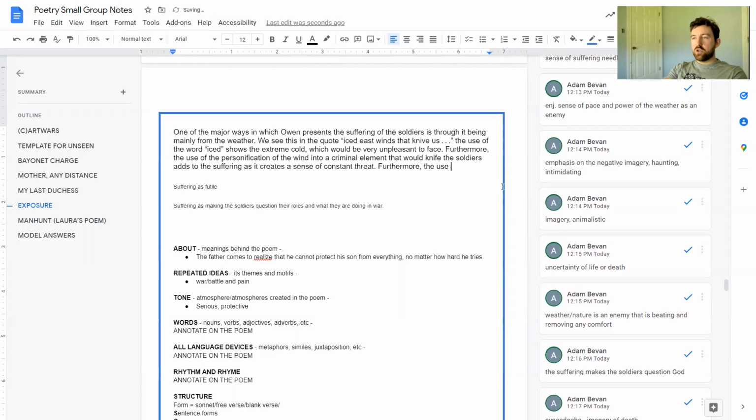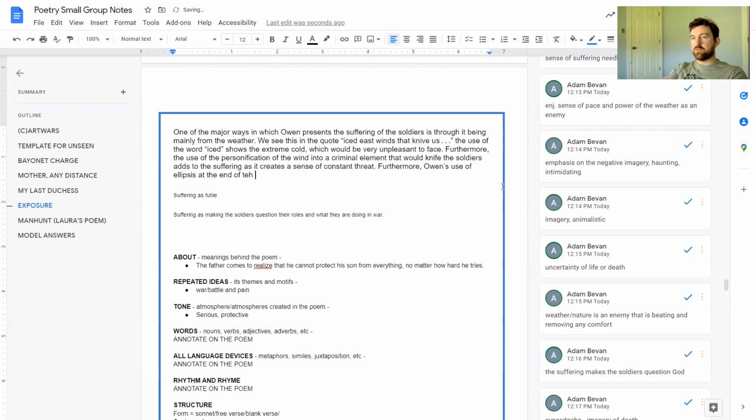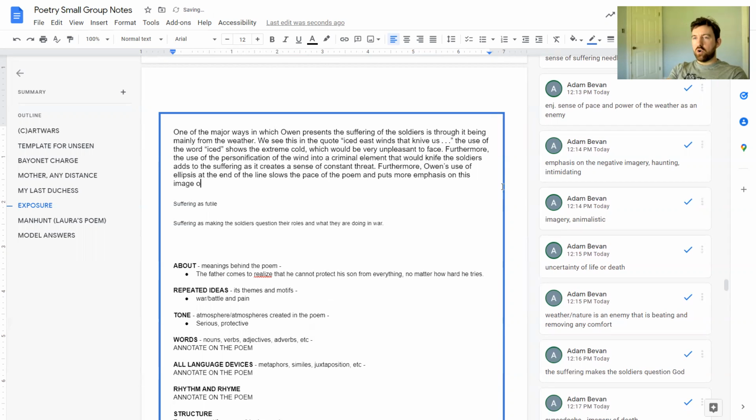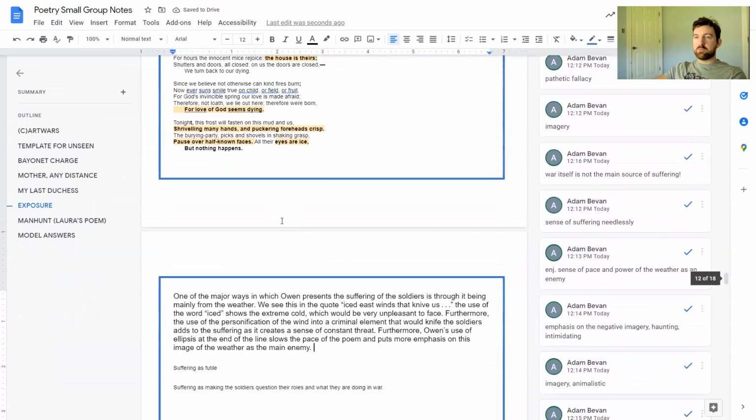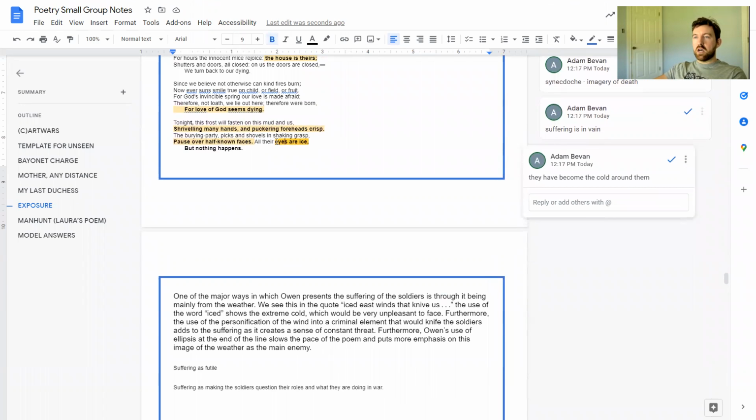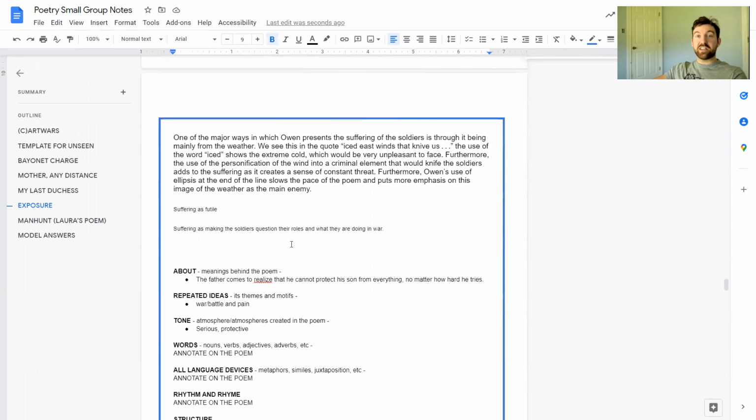Furthermore, Owen's use of ellipsis at the end of the line slows the pace of the poem and puts more emphasis on this image of the weather as the main enemy. Now, I personally would recommend, if you have time, trying to get a second quote into the paragraph. I feel like we definitely do have enough time to do that based on the speed at which I'm going. So I'm going to add in this second quote, which I got right near the end, didn't I?